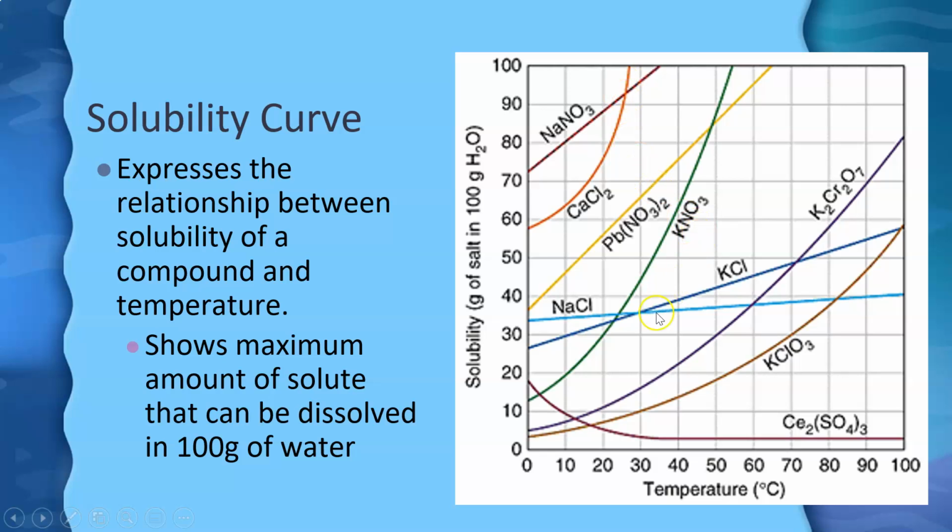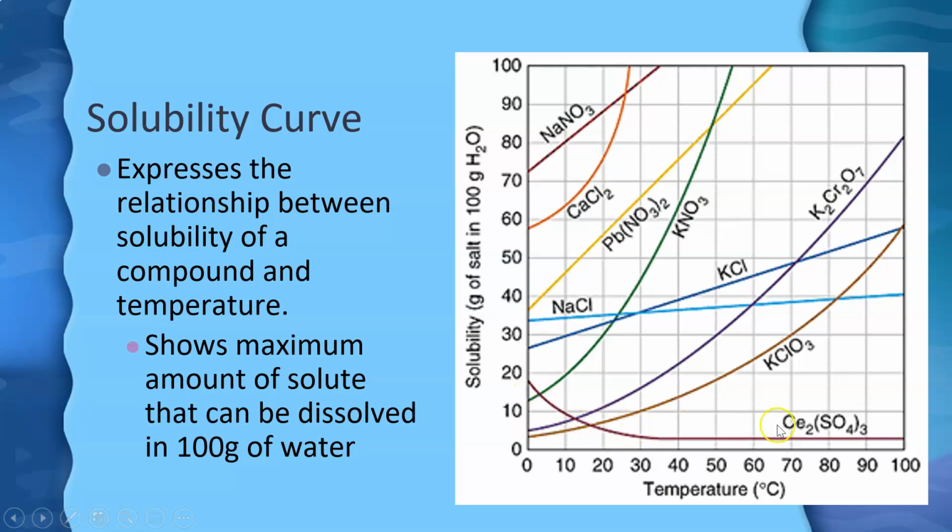And I have a similar, if not getting worse, reaction here with potassium nitrate. I look at potassium nitrate. I can do almost 35 grams per 100 milliliters of water. 35 grams is a lot. So these are very, very soluble compounds.